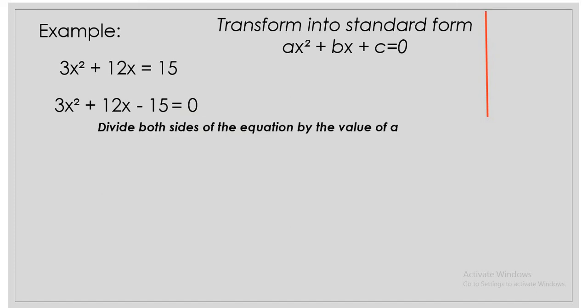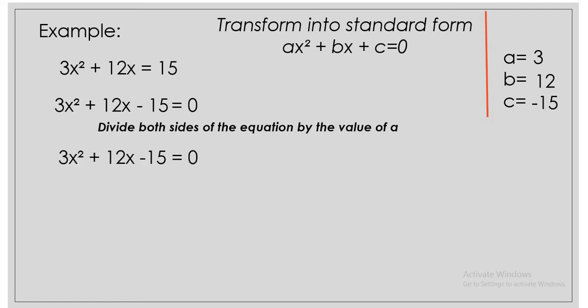Next step is to divide both sides of the equation by the value of a. Let's find the values of a, b, and c, which are 3, 12, and negative 15. Let's divide both sides by 3. You will divide it one by one. 3x squared divided by 3 is x squared. Then 12x divided by 3 is positive 4x. Negative 15 divided by 3 is negative 5. And 0 divided by 3 is 0.